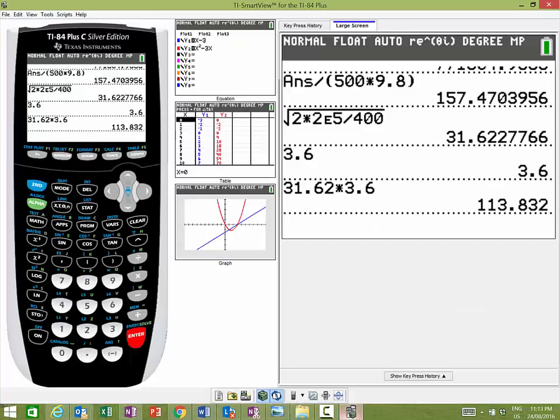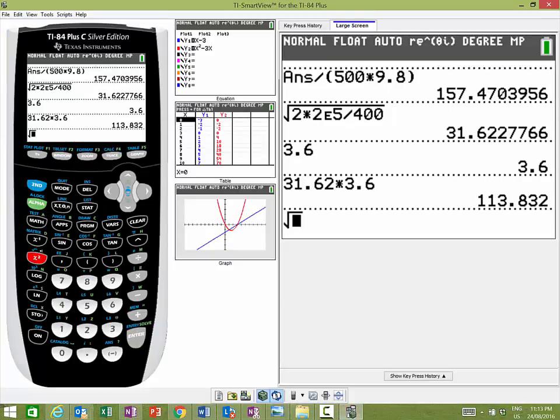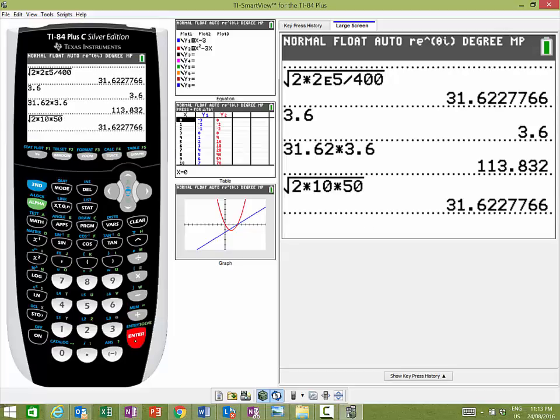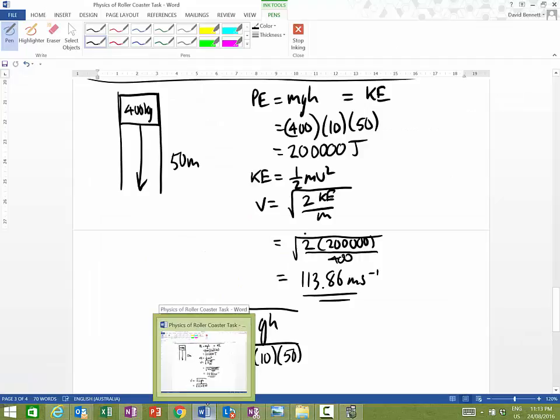Then we go to our calculator. The square root of 2 times by 10 times by 50, and that gave us the same answer of 31.62. So when we times that by 3.6, we get the same answer. So you have a little shortcut there if you want to use it.